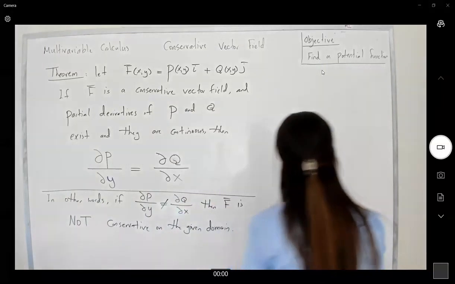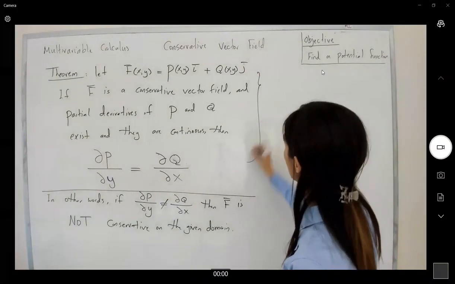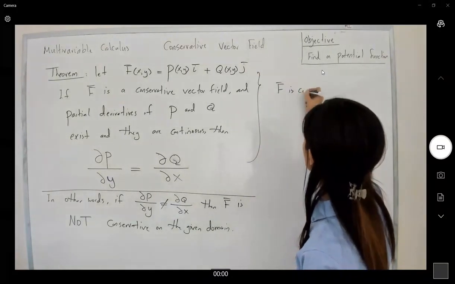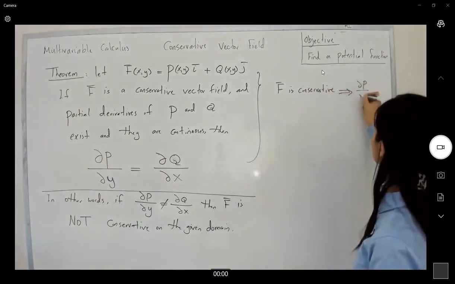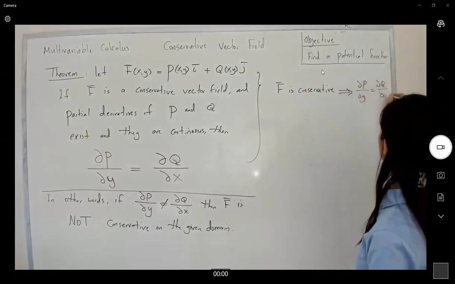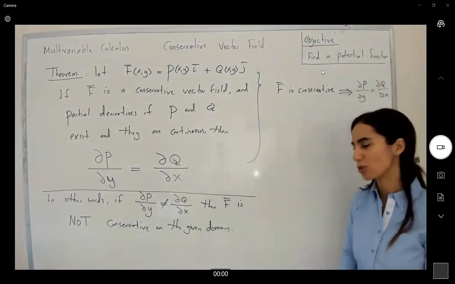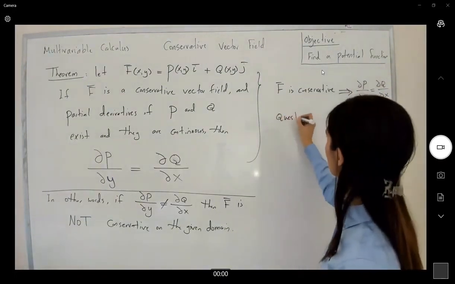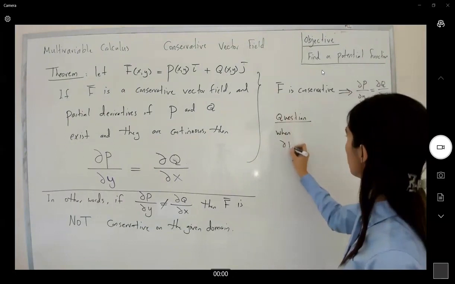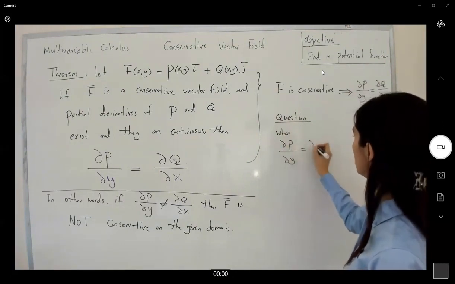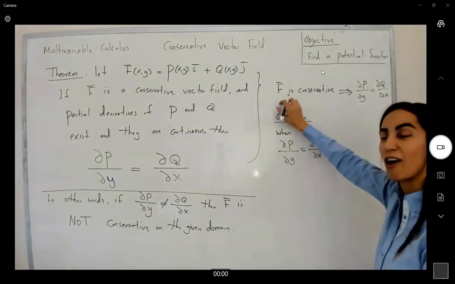So now I expect you to ask, okay, professor, you say that if F is conservative, then the partial derivative of P with respect to y is equal to the partial derivative of Q with respect to x. I give you a one-way theorem. I expect you to ask the question: when do we have this? When the partial derivative of P with respect to y equals the partial derivative of Q with respect to x gives me conservativeness of function F?